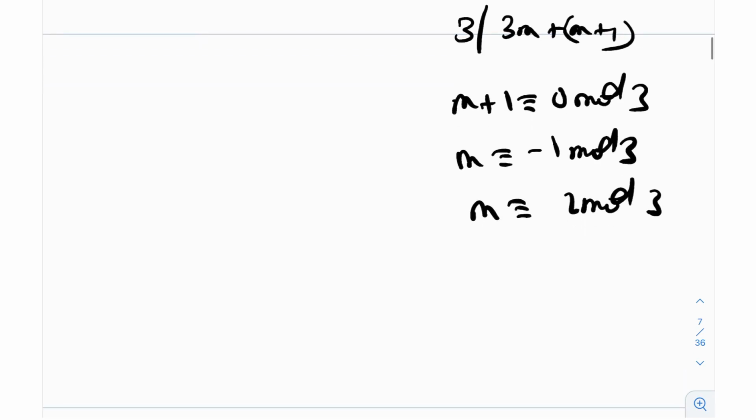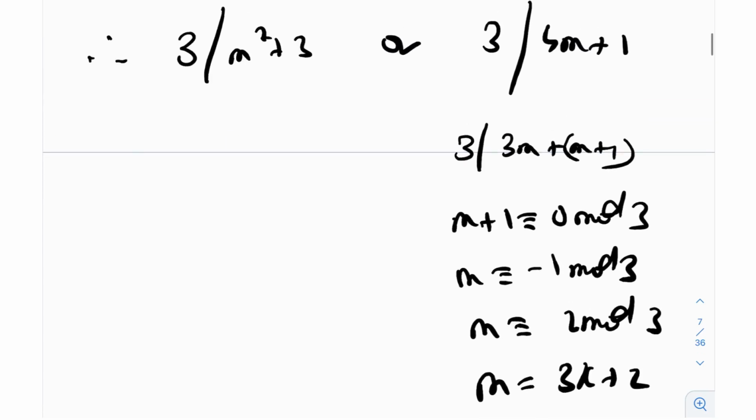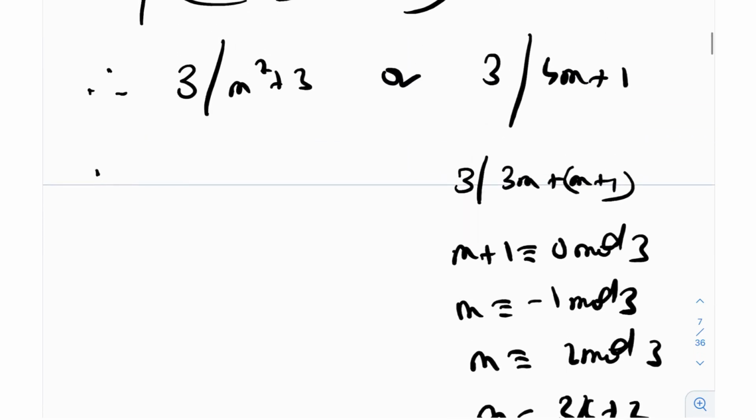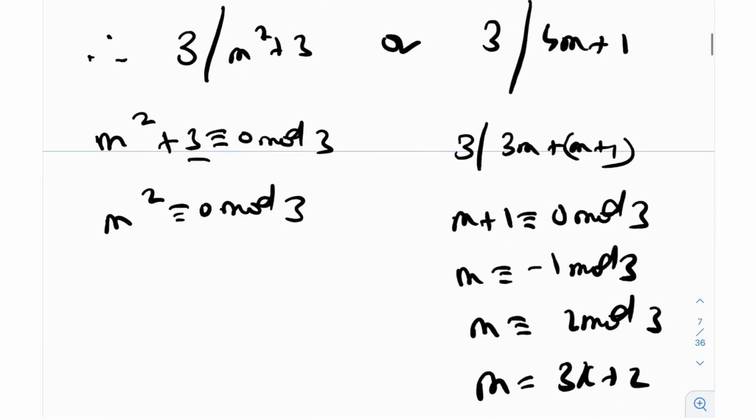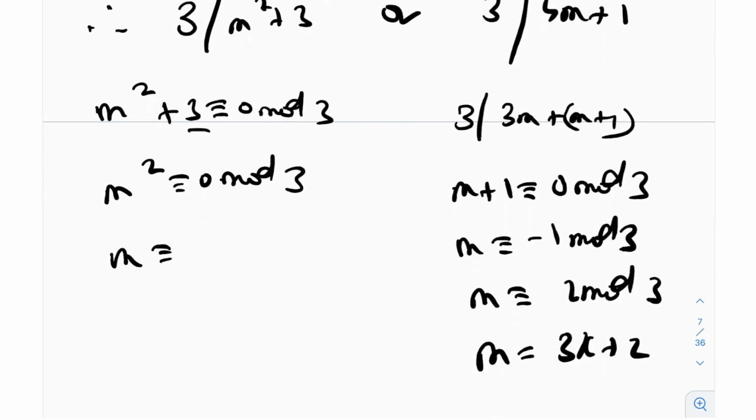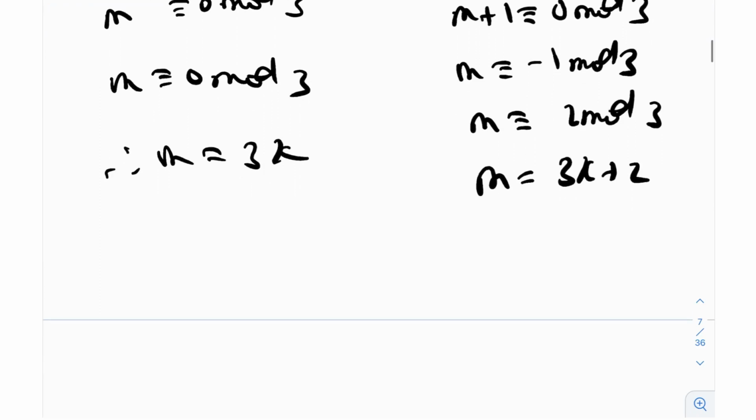And you can write m is equal to 3k plus 2. That's great. But if you look at the other case, m squared plus 3 is congruent to 0 mod 3. And 3 is congruent to 0 mod 3. So essentially m squared is congruent to 0 mod 3. And if m squared is divisible by 3, then m has to be divisible by 3. m is 0 mod 3. So therefore m is 3k. So we can reduce into two cases.